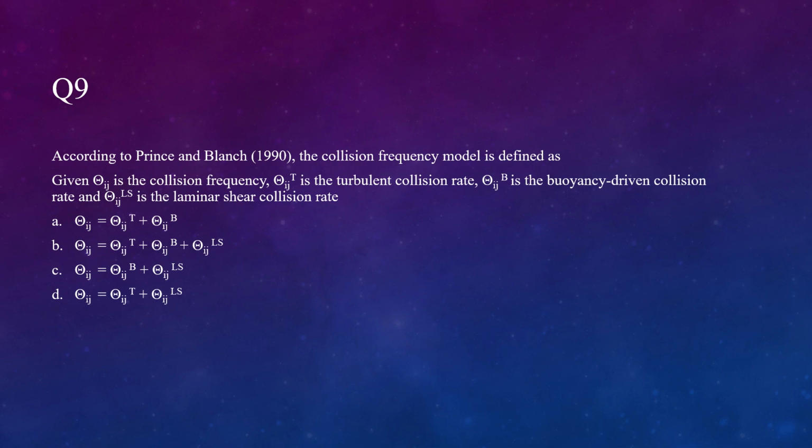So how do we come up with the collision frequency model? In option A, the collision frequency is the sum of the turbulent collision rate plus the buoyancy driven collision rate. In option B, it is the turbulent collision rate, buoyancy driven collision rate, and laminar shear collision rate. Option C is the buoyancy driven collision rate and laminar shear collision rate. Option D is the turbulent collision rate and laminar shear collision rate. So what is the correct answer? Just take a minute to analyze the question and give me the answer.